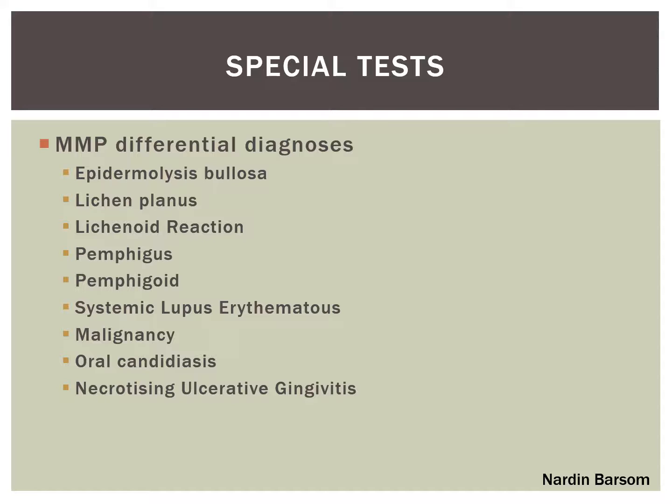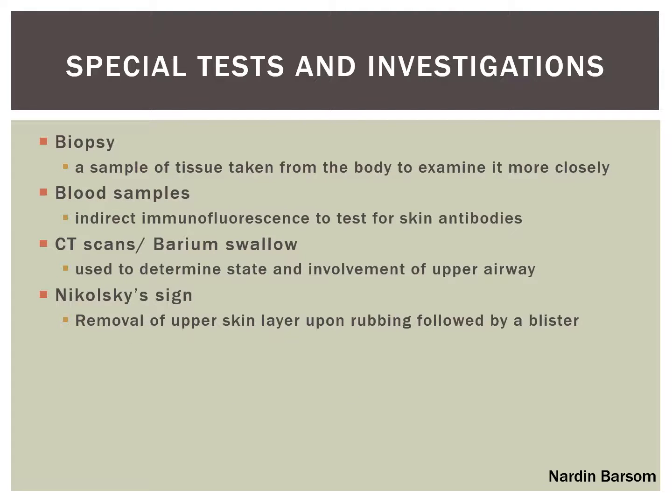These include epidermolysis bullosa, lichen planus, lichenoid reaction, pemphigus, pemphigoid, systemic lupus erythematosus, malignancy, oral candidiasis, and necrotizing ulcerative gingivitis. However, in order to progress from these differential diagnoses to a definitive one such as MMP, special tests and further investigations need to be undertaken. The results are then compiled and added to existing information to enhance treatment and management for the patient. One such example is a biopsy.